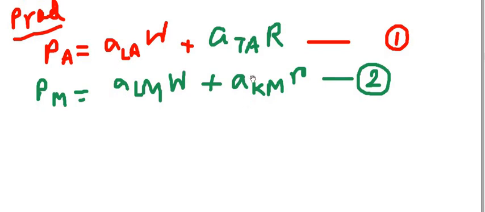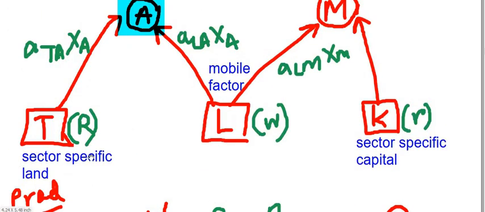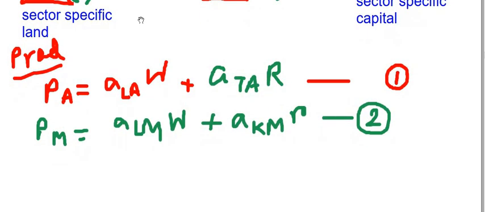Now we can move on to the side of the model which gives you the balance of the factor inputs, essentially, which are T, L, K, and that will be discussed in the next video.